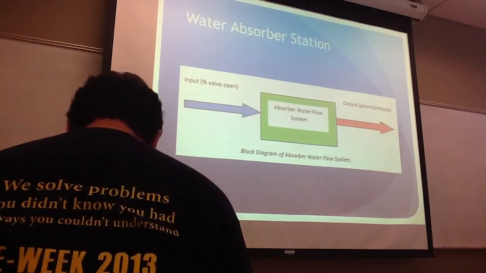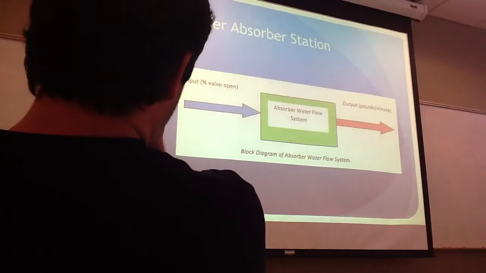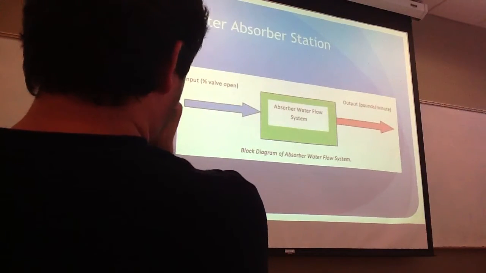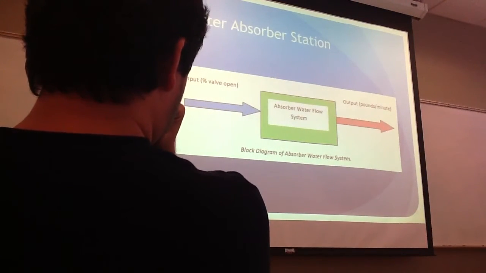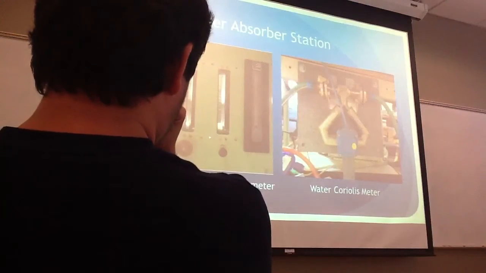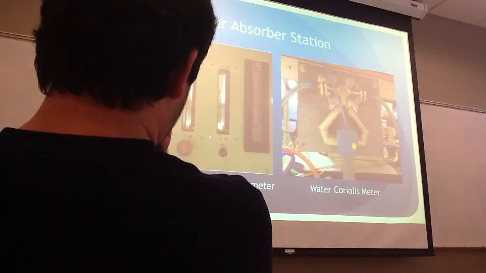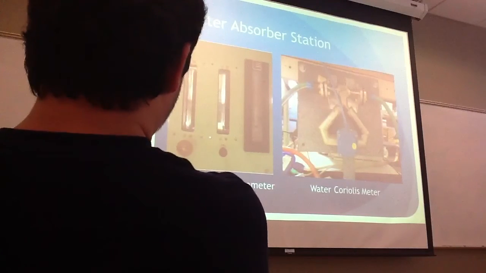Here's our system, which is the absorber water flow station. Our system uses a rotometer and 2 rotometers, manometer, and a Coriolis. Here's an illustration of those. The rotometer and Coriolis measure the water flow of our system, or the flow rate of our system, and the manometer measures the pressure.